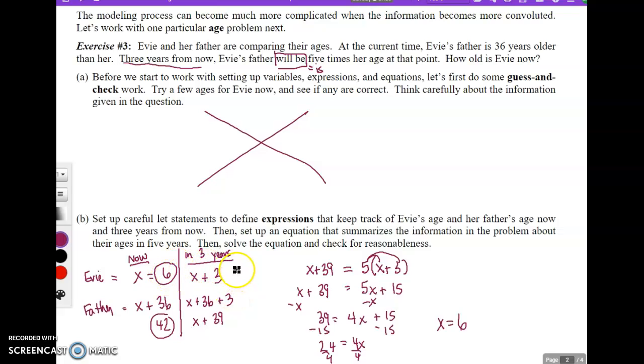Now, if you want to check and make sure this is a reasonable answer, if she is 6 now, how old will she be in 3 years? She'll be 9. Her father is 42 now. How old will he be in 3 years? He'll be 45. So in 3 years, is he 5 times as old as she is? 9 times 5 is 45. Yeah, that's reasonable. So we just figured out Evie's age. She is 6.